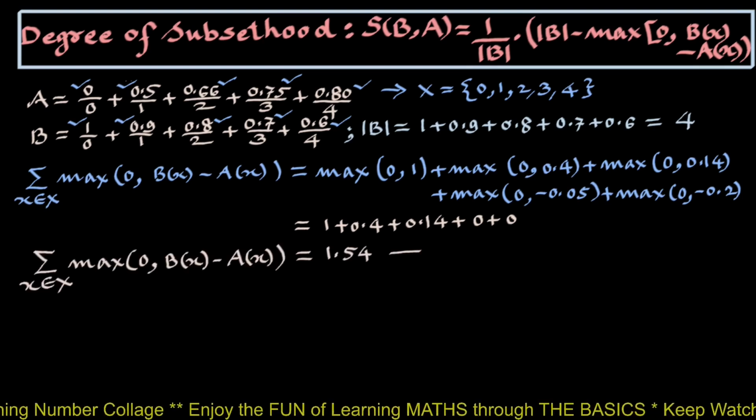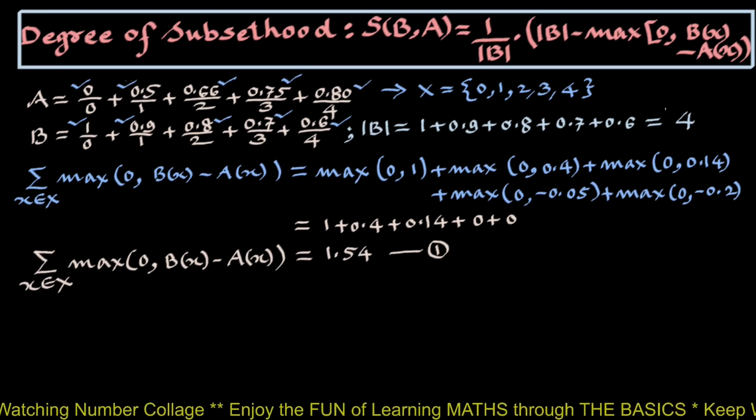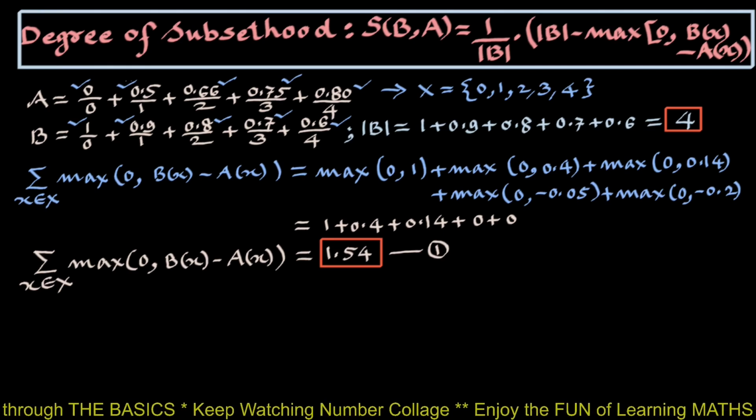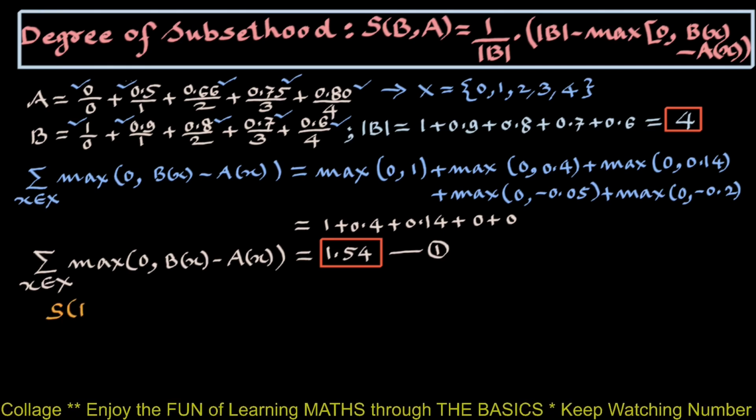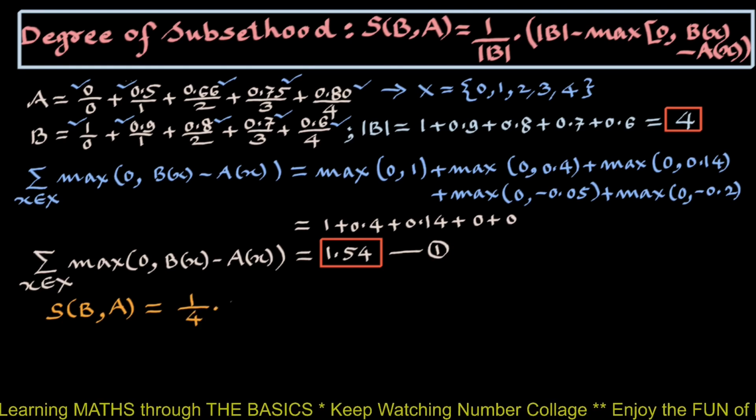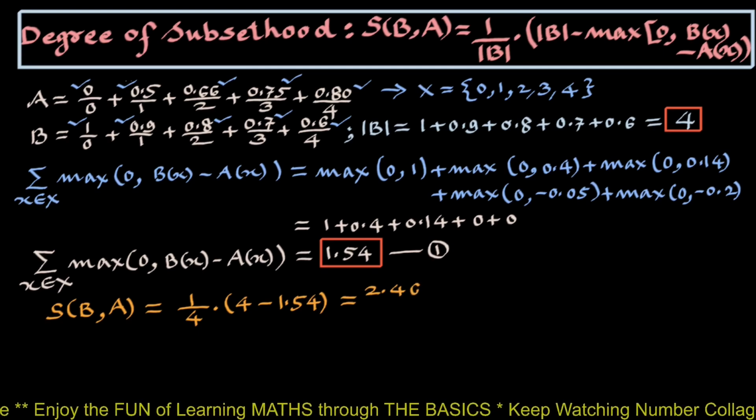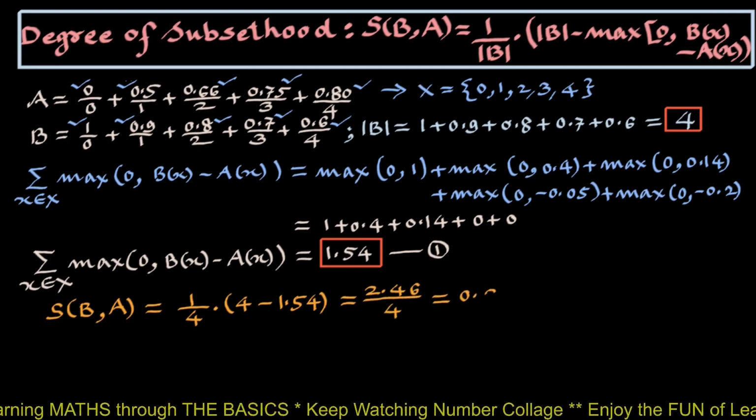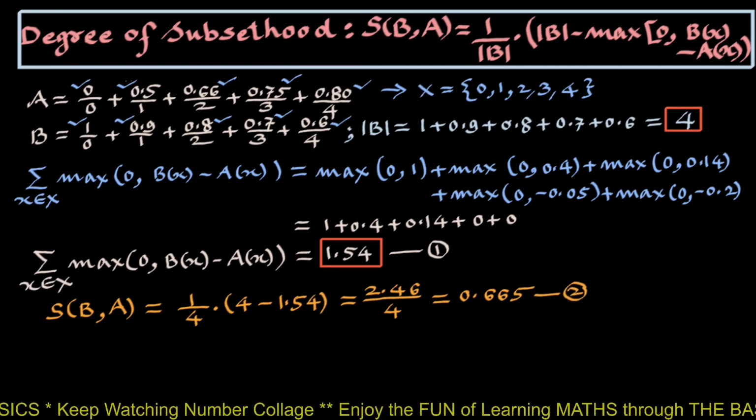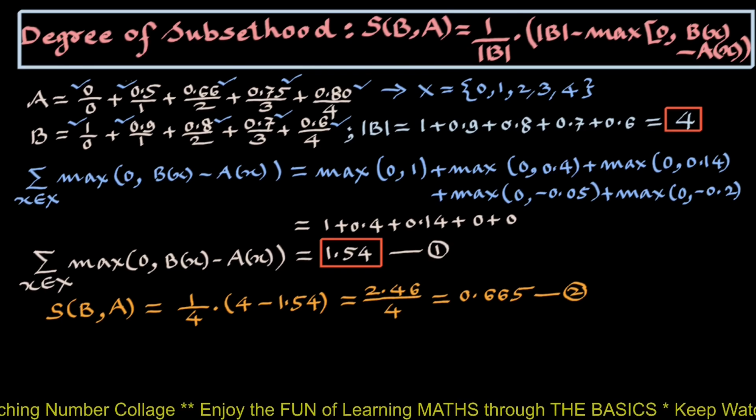We name this 1. We will substitute value of scalar cardinality of B 4 and 1.54 in above formula and find S of B in A equals 1 upon 4 into 4 minus 1.54, 2.46 upon 4, 0.665. We name this 2. Now we will find degree of subsethood by the formula that we have seen.